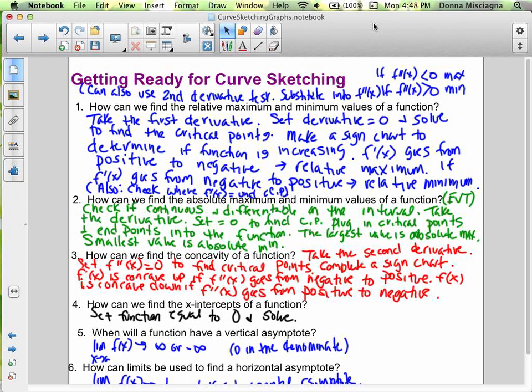How can we find the concavity of a function? Take the second derivative, set f double prime of x equal to 0 to find critical points, complete a sign chart. F of x is concave up if f double prime of x goes from negative to positive. F of x is concave down if f double prime of x goes from positive to negative. So where, and actually I don't like the way I said that. I actually gave you the inflection points.